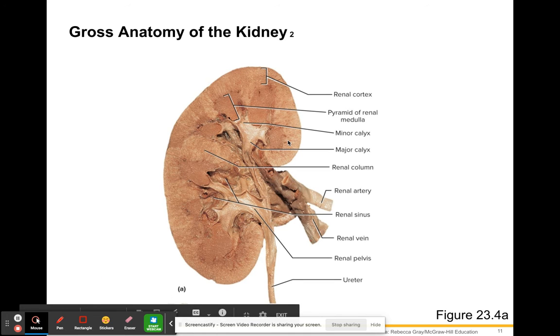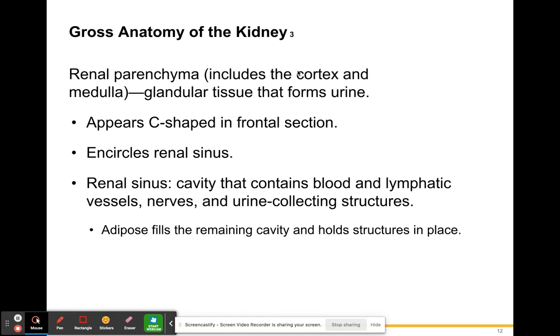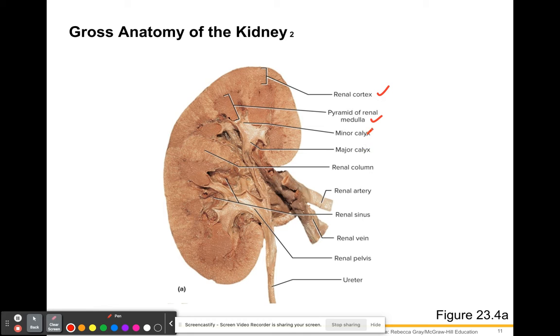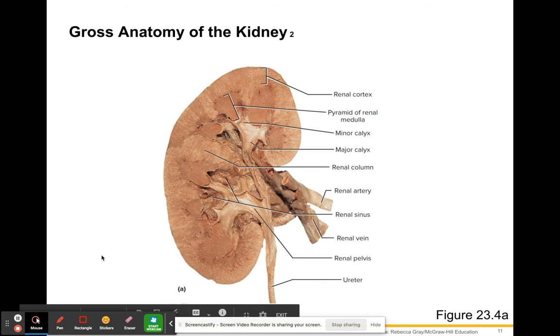Okay, here is an actual human kidney, and we're going to talk about many of these different portions. We're going to talk about the renal cortex, the medulla, and the calyx or the calyces. We're going to talk about the renal artery, the sinuses, the veins, the renal pelvis, and eventually the ureter, but that's not going to be in today's lecture. That'll be in the next lecture.